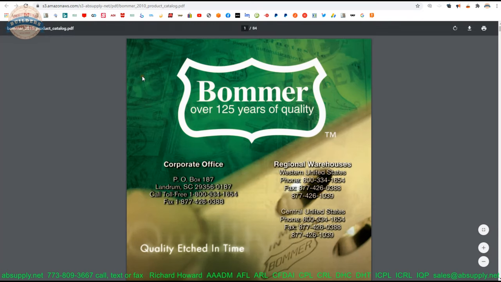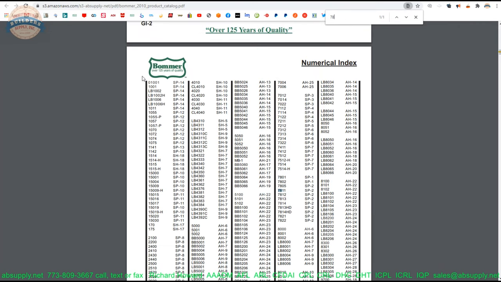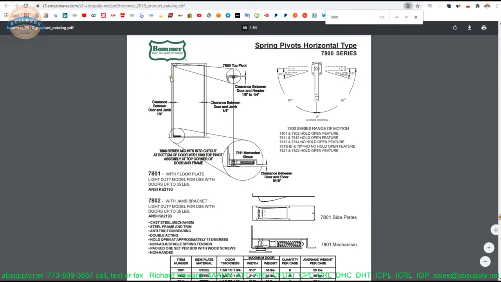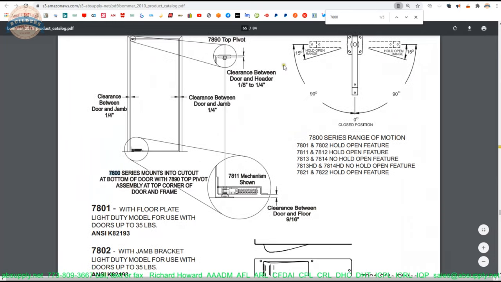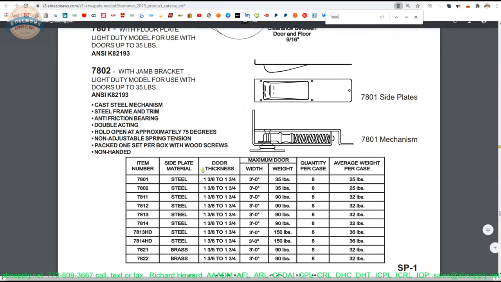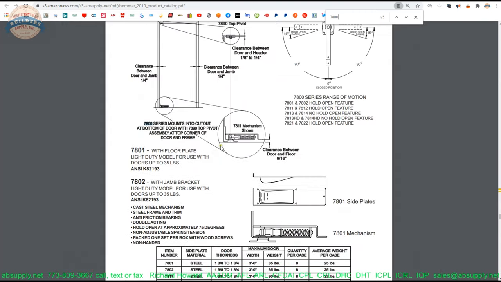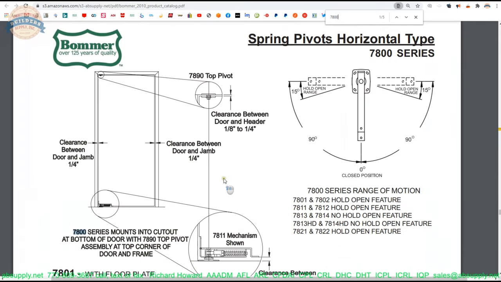Bommer makes more than just the 3029. Their 7800 series is a horizontal spring pivot and is available, again, in different sizes for different capacities and weights of doors, hold open and non-hold open functions. And you may be able to use this double-acting horizontal floor pivot in lieu of a 3029.